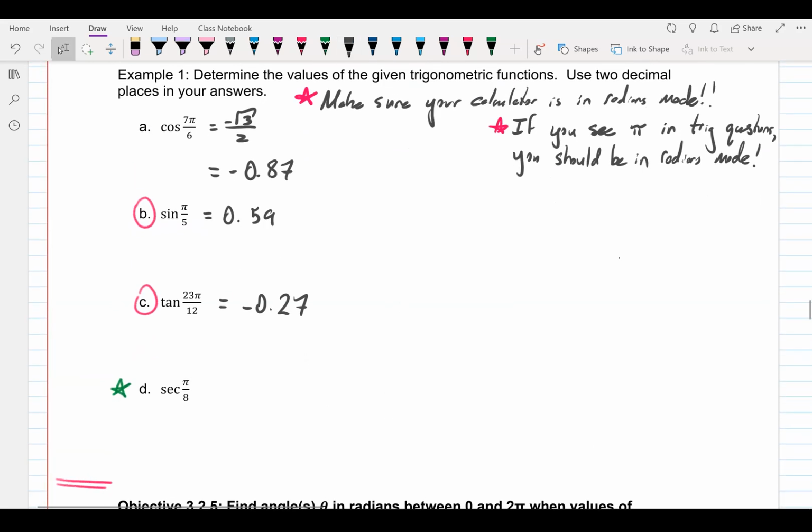For secant, we have a little bit of a situation going on, but nothing that we can't handle. Remember, secant's friend is cosine. It's the reciprocal of cosine. So we just take our expression and put it over cosine. If you calculate that out correctly, you're going to get 1.08. So check that, make sure you can do it. If you can do it, then you know how to calculate the trigonometric values using a calculator.